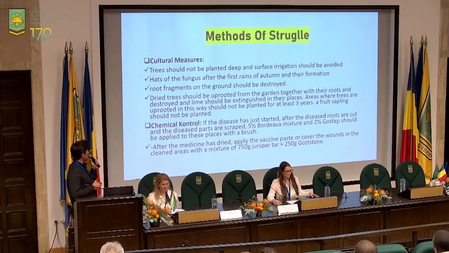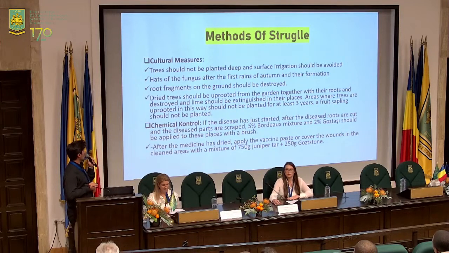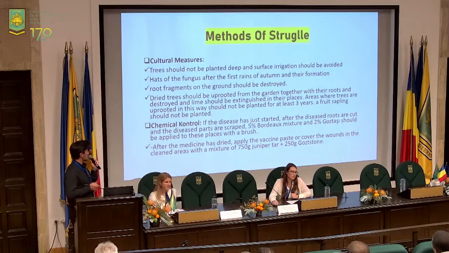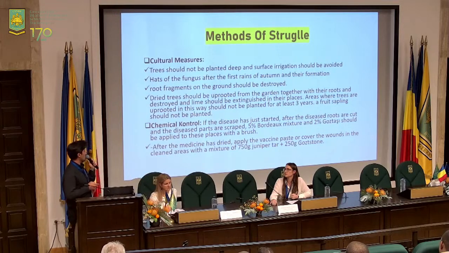Cultural measures. Trees should not be planted deep in the soil. Excess irrigation should be avoided. Root-forming rhizomorphs in the ground should be destroyed. Chemical control. If the disease has just started, after the diseased roots are cut and the diseased parts are cleaned, 5% Bordeaux mixture and 2% blue stone should be applied to these places with a brush.